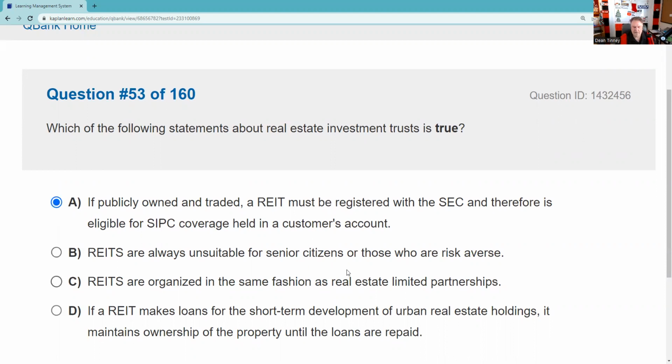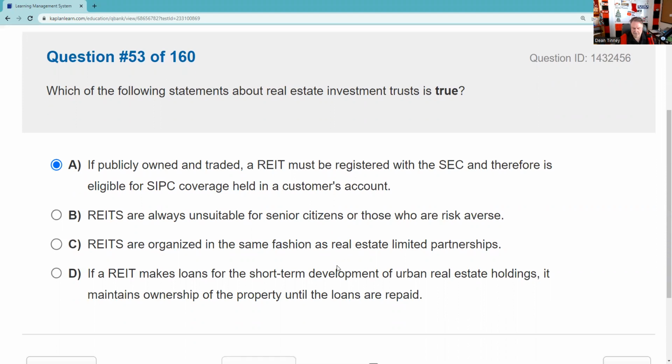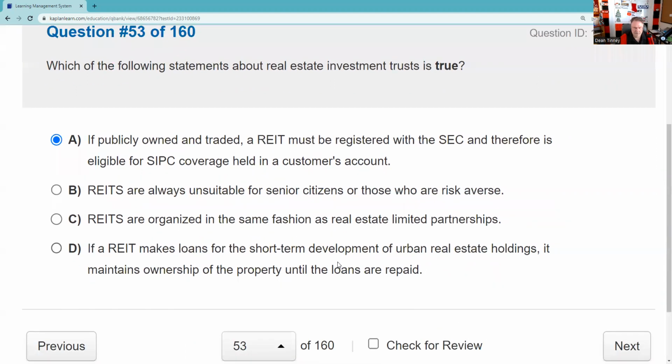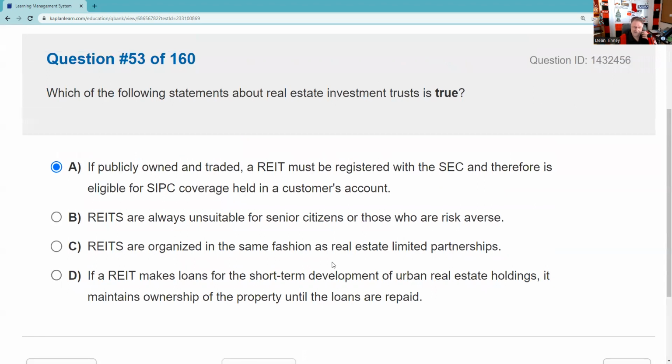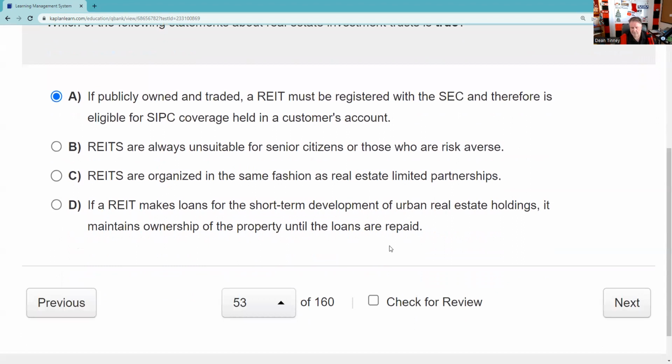The answer here is A. As a supervisor, you should be worried about non-traded REITs because those are a little different and it's heightened. Let's put it this way: heightened suitability for non-traded REITs is what I would say. Question 54.